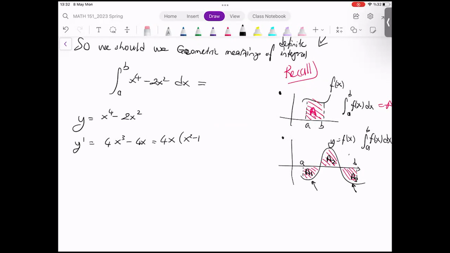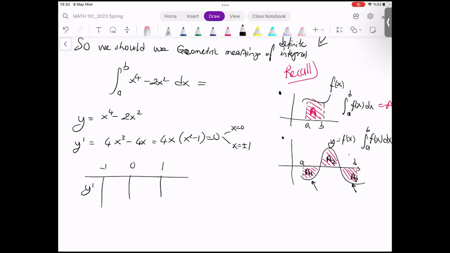4x(x squared minus 1). So what about the critical points then? They are 0, plus, and minus 1. And then you can construct the sign table, right? Because we need the sign table to understand where our function is increasing, where it is decreasing. So minus 1, 0, 1, y prime.